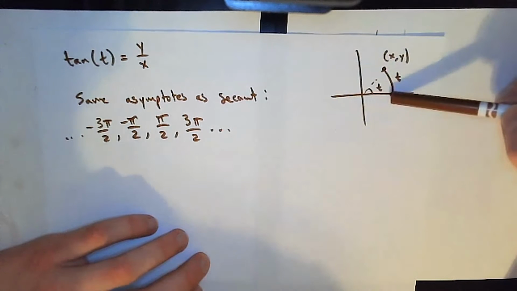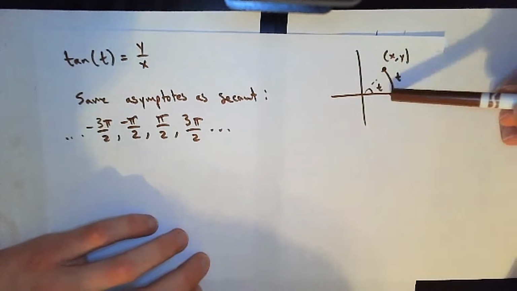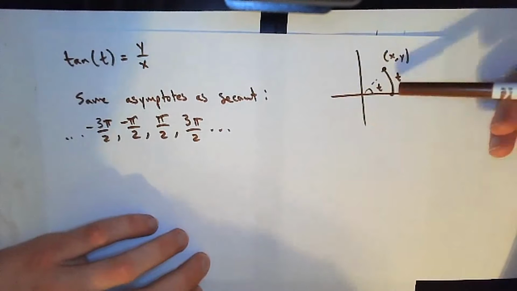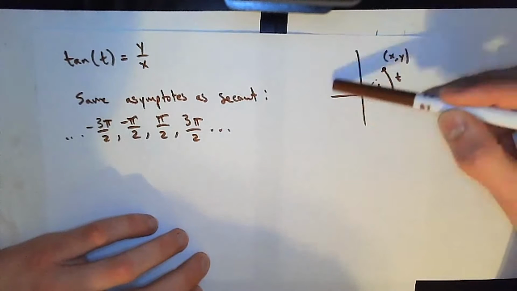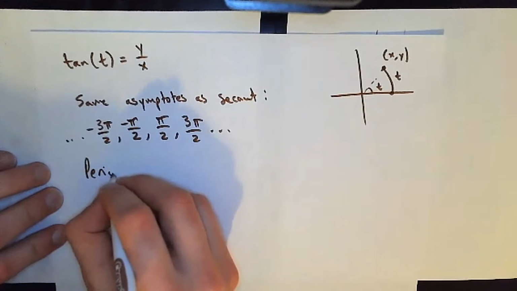Cosine and sine need a full revolution around the unit circle to hit every value. That's why their period is 2 pi. Tangent, and cotangent actually, are only going to need a half revolution. In other words, long story short, the period is pi.